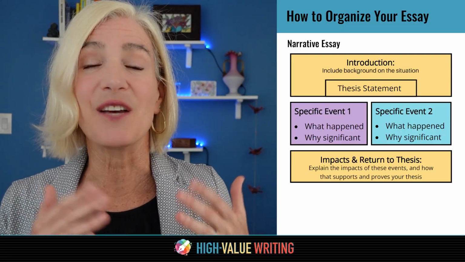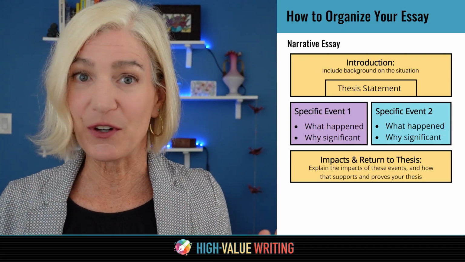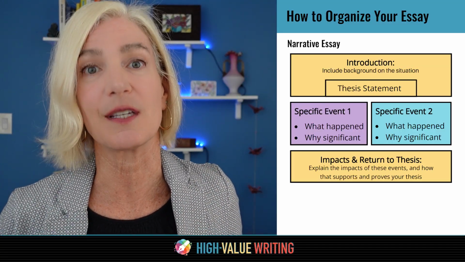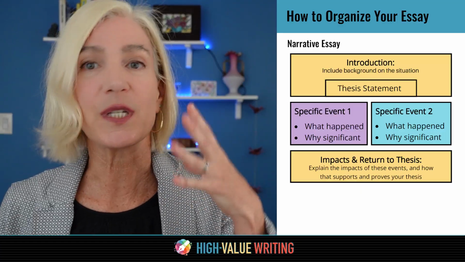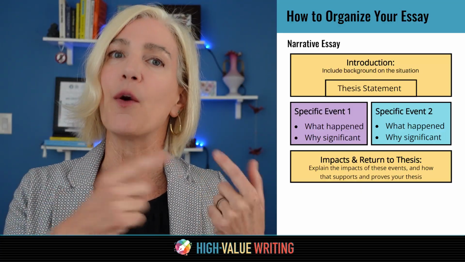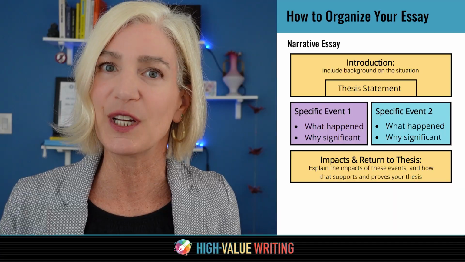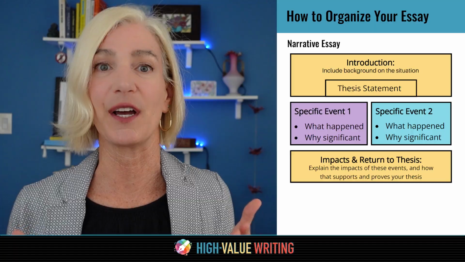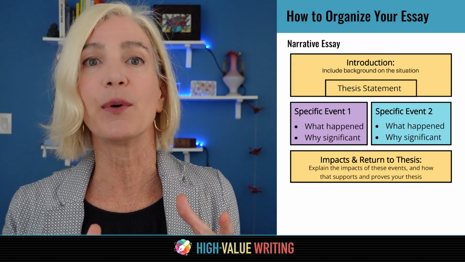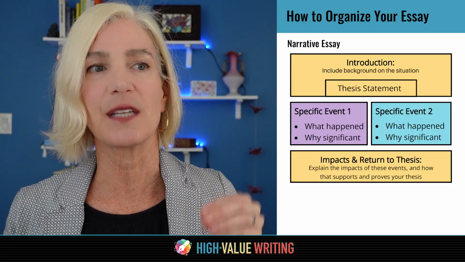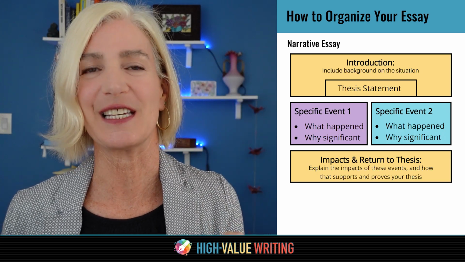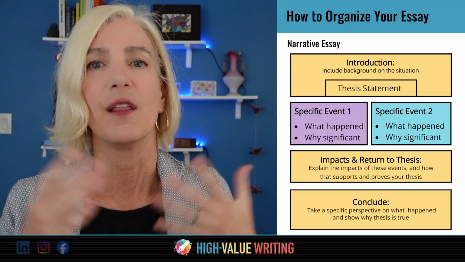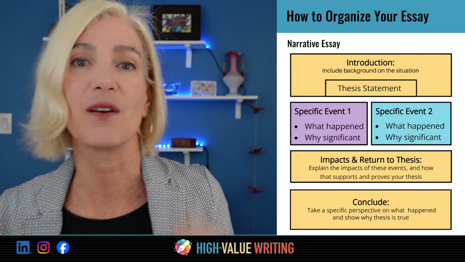What were these impacts of these events on you or on whoever is in the narrative? But also, what does that have to do with what you claimed in your thesis? If you said something was life-changing, now is the part where we go back and say, well, how did this change your life? We still have to prove that that thesis is true, even when it's a story about us. So try wrapping up, explaining how these events had an impact, proving your thesis, and then conclude by taking a specific perspective on what happened that specifically shows why your thesis was correct.